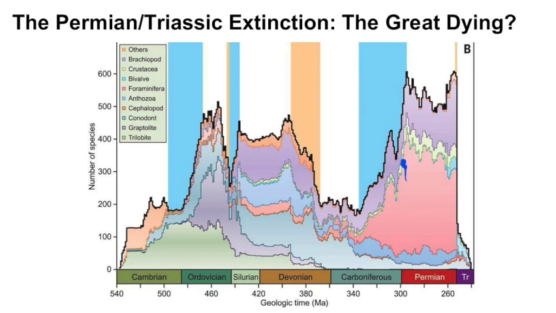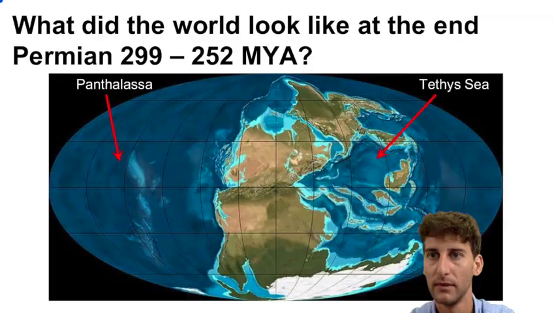So there's pretty similar losses in brachiopods here in purple, crustaceans here in green. There's lots of marine species that were prominent during this time that didn't make it through. So sometimes this event is called the Great Dying, because this is sort of a time when almost all the species on Earth perished, over 90%.